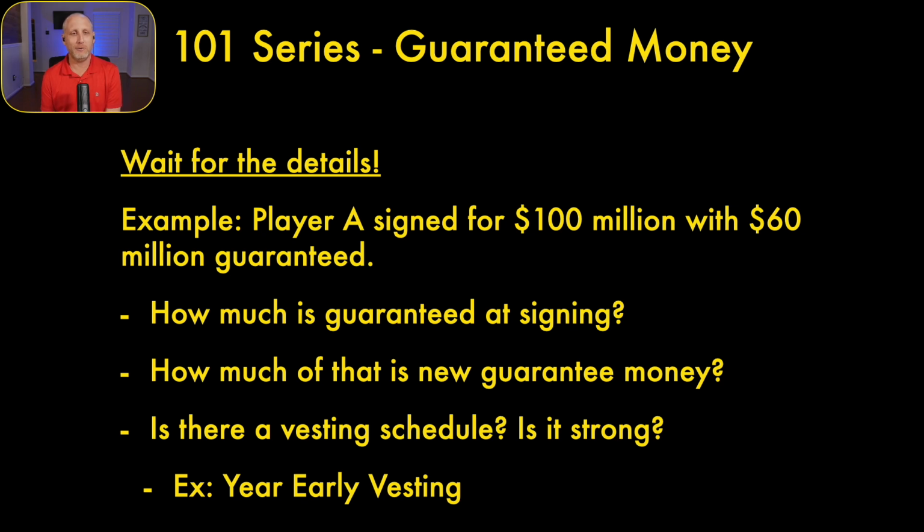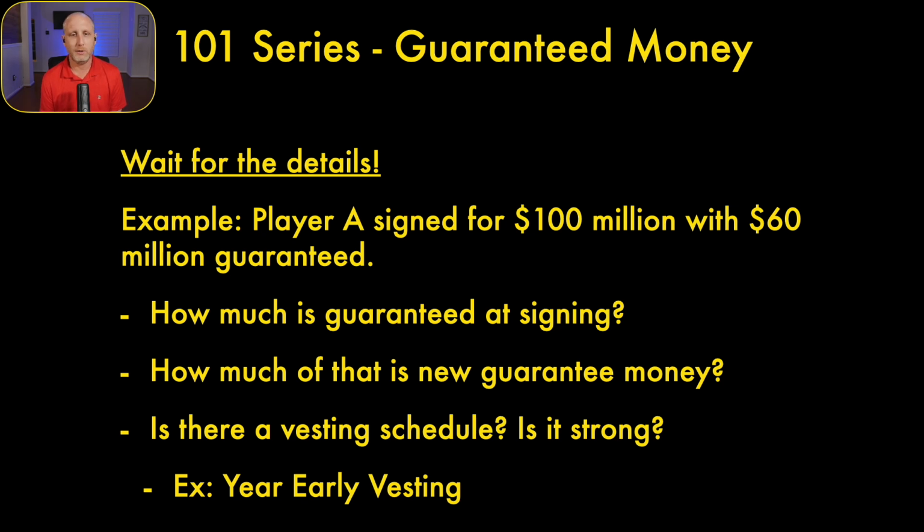So you see media reports: player signed $100 million with $60 million guaranteed. What does that mean? Let's wait for the details. And generally, it's going to take 2 to 3 days to get a lot of those details. But how much is guaranteed at signing? How much of it is new guaranteed money? Is there a vesting schedule? Things like that. It's important to know that what you read on social media, what you read in the blogs, what you read in the article may not be true, right?